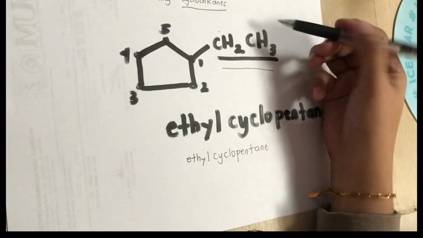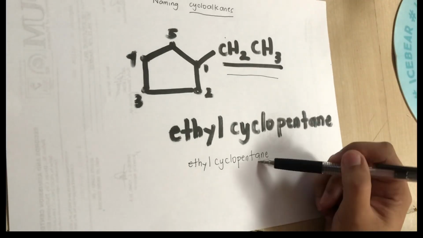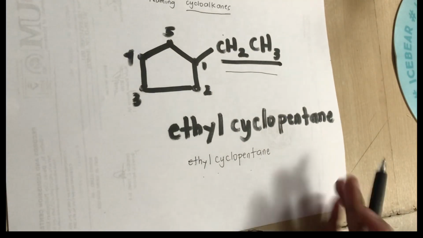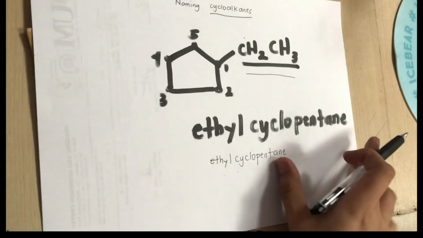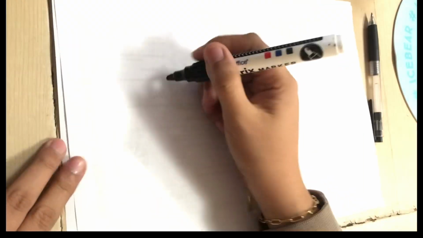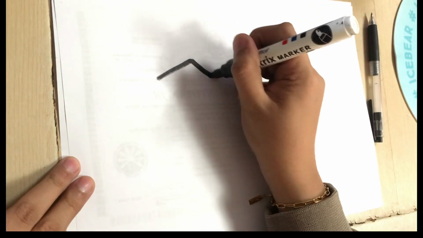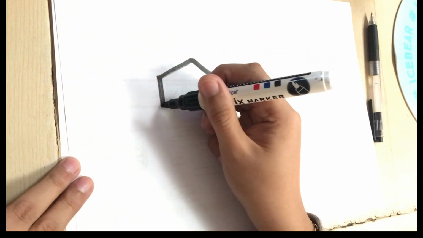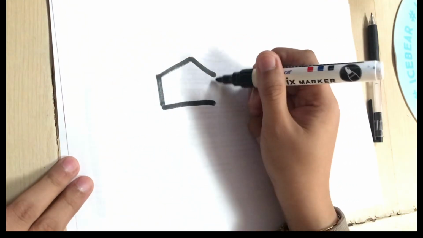We did not put 1 in the naming because it is understood that when there is an attachment, we always start counting at number 1. So, disregard putting number 1 in the name. Okay, so let's proceed.